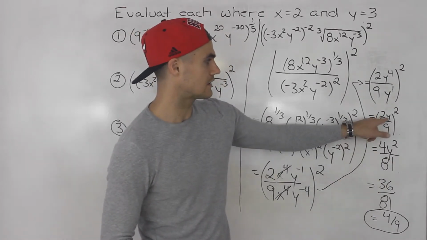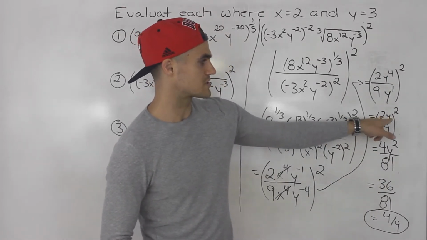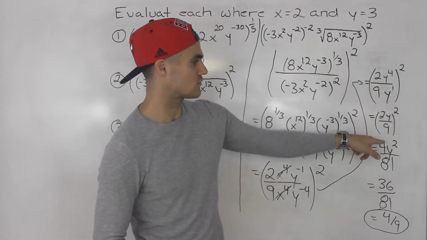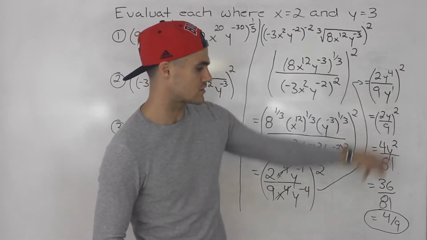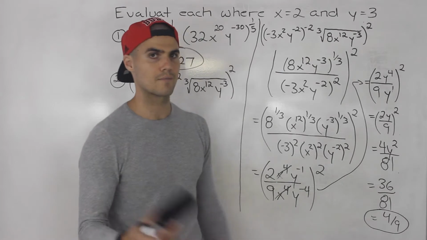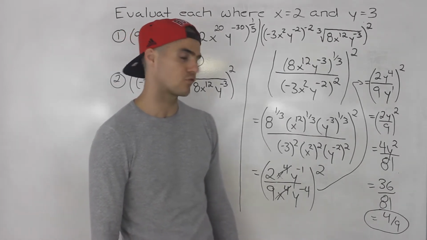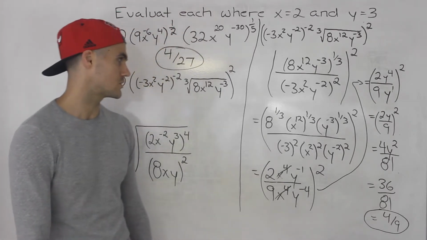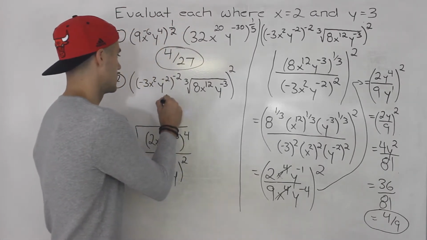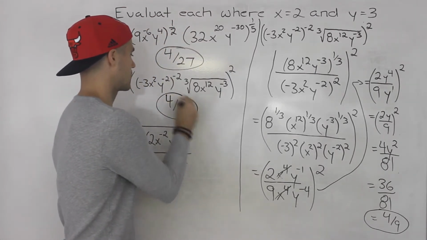You could have also plugged it in here. So you'd have 2 times 3, which is 6. Then 6 over 9 is 2 over 3. 2 over 3 squared gives you 4 over 9. That may have actually been easier now that I said that. But either way, 4 over 9 is the answer you should get for number 2. So this is 4 over 9.